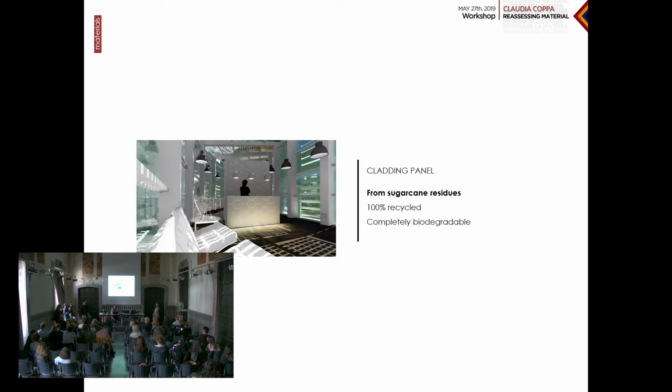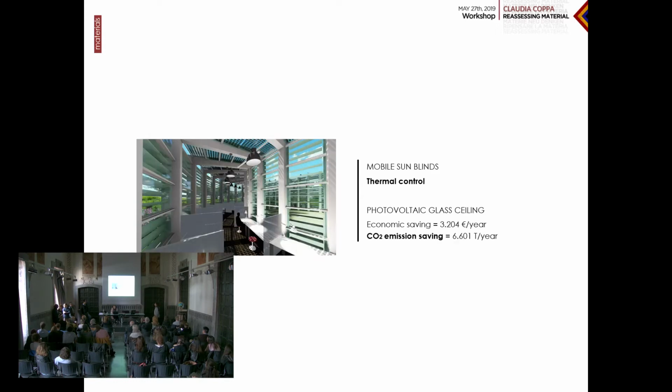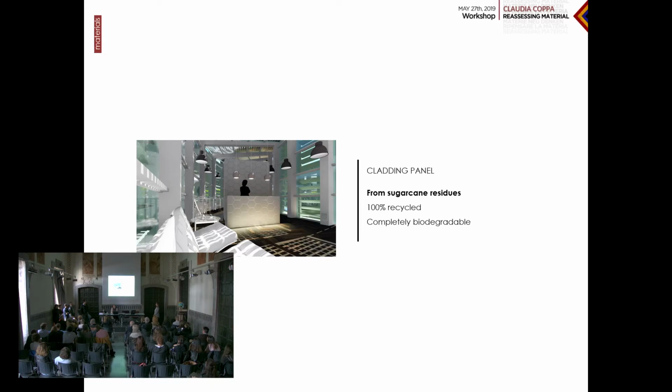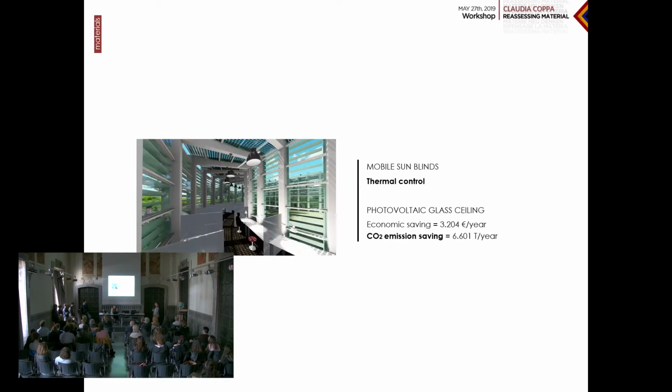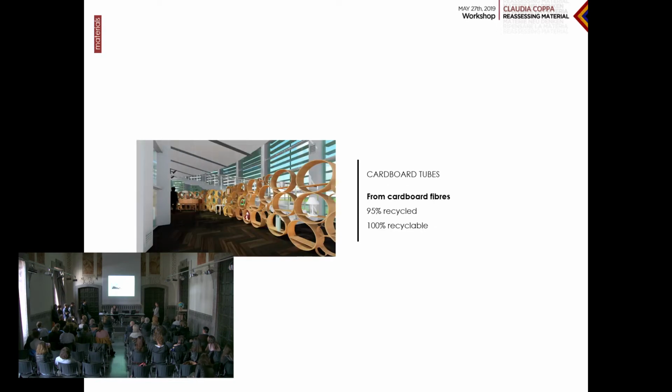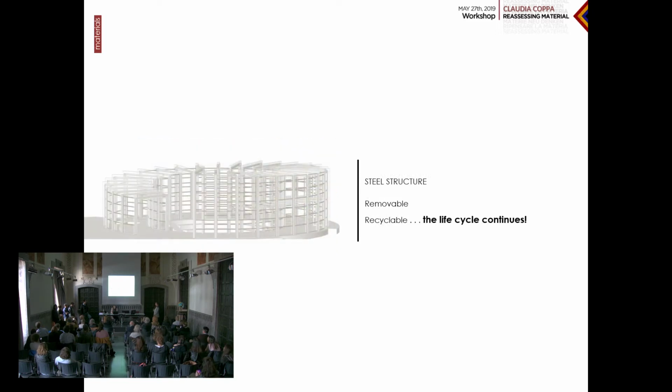Here we are at the last topic, materials and technologies. In the first volume, I used cladding panels made from sugarcane residue that are recycled and biodegradable. In the craft workshop, we can see better the use of 2 technologies for improved thermal conditions, with economic and ecological savings: mobile sunblinds, and photovoltaic glass on the ceiling. In the third volume, the exhibit is realized with carbon fibers, recycled and recyclable, like the steel structure and most of the material used for the structure, to guarantee a long life cycle. Thank you.